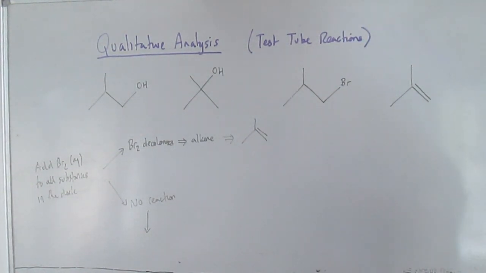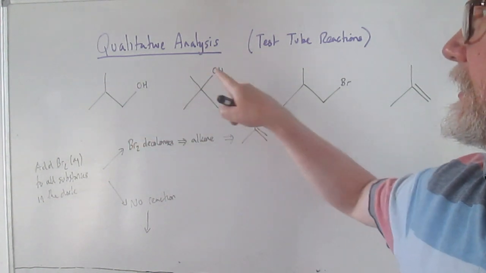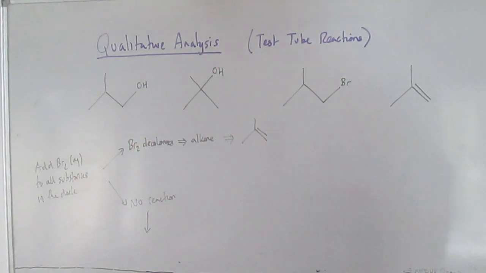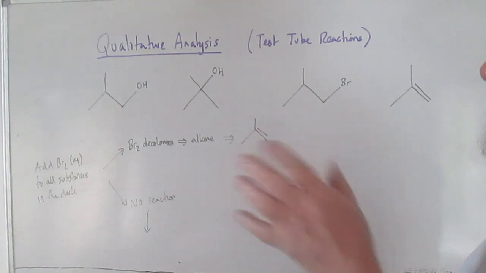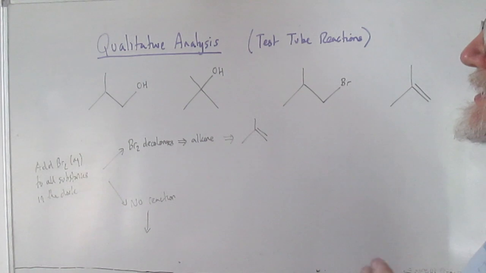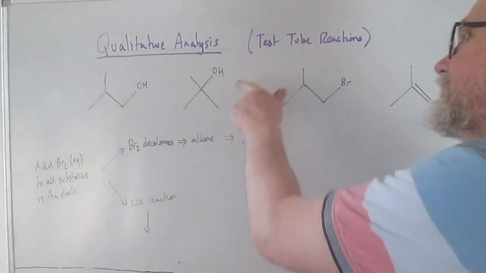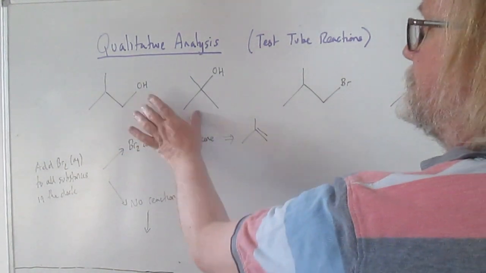So you look at these, and one thing you might notice is that this one is a primary alcohol. This one is a tertiary alcohol, and that should make you think about oxidation, because remember that primary alcohols and secondary ones, but we haven't got one of those. So primary alcohols can be oxidized by aqueous acidic potassium dichromate, and when that happens you get a colour change. Tertiary alcohols can't. Tertiary alcohols can't be oxidized by aqueous acidic dichromate. So that will distinguish those 2.